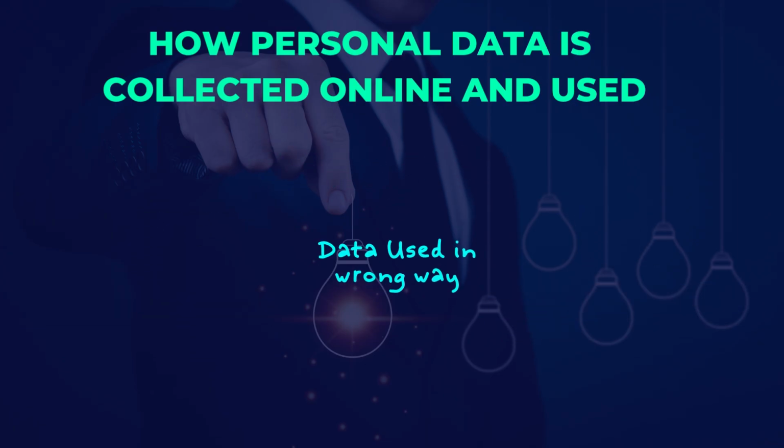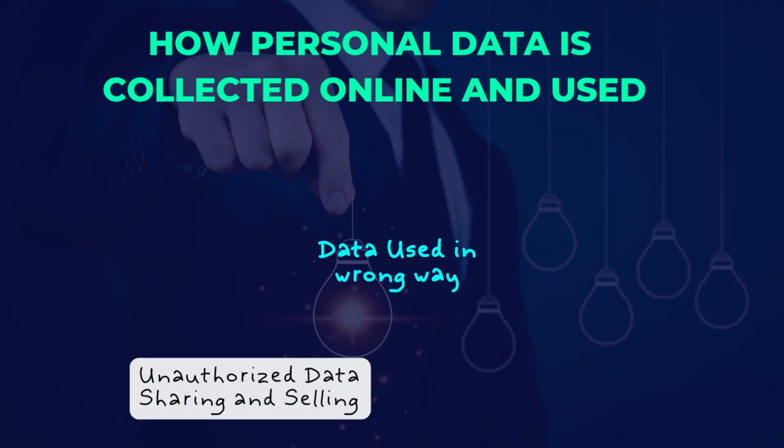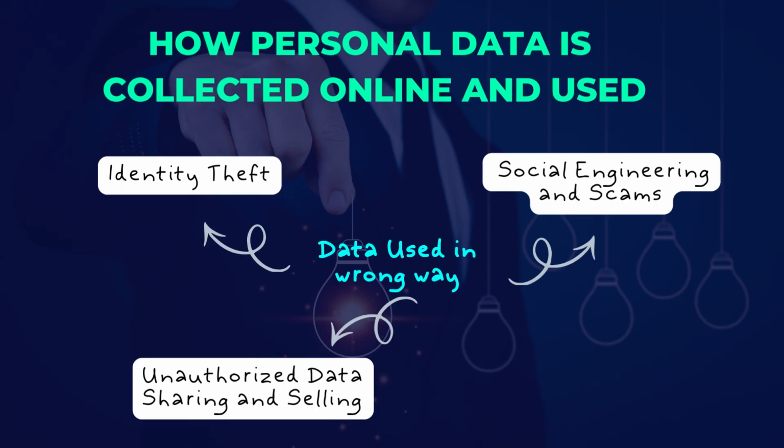Now, the bad. If this data falls into the wrong hands through a hack or a leak, it becomes a weapon. 1. Identity theft. Criminals can use your name, IC, and personal details to impersonate you, open new accounts, and destroy your financial health. 2. Social engineering and scams. They use small pieces of your data, like your phone number from a breach, to make scams highly believable. This is the core of the Macau scams and phishing attacks. 3. Unauthorized selling. Your private profile is sold to data brokers and advertisers without your consent, leading to an endless stream of invasive, targeted marketing.